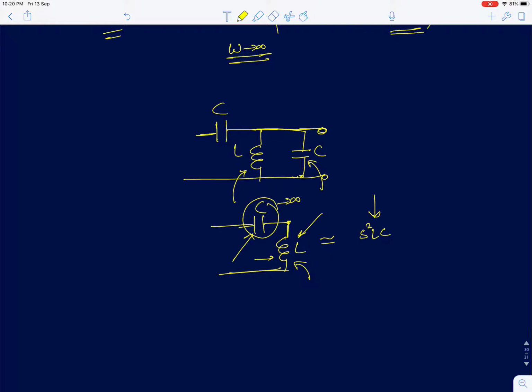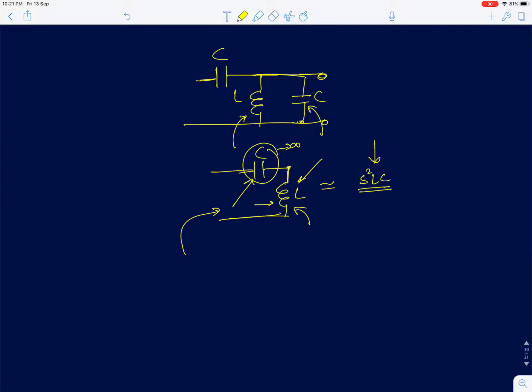The transfer function will be S square LC for this circuit. We already said it's the ratio of the two impedances, so you will get S square LC. This is because you know that there is a 0 at DC. The next thing is to find the poles.